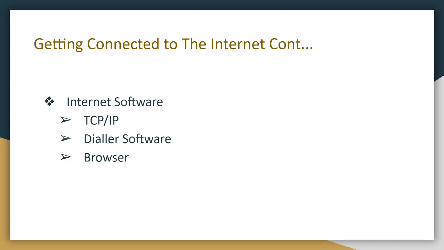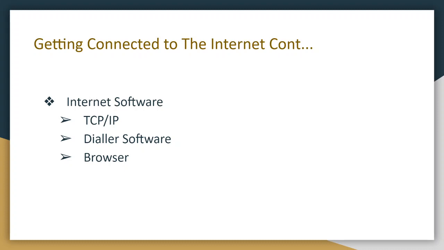Similarly, every other computer that you send messages to also gets this information and has a copy of TCP and IP. Next is the dialer software. This is provided by the ISP, that is Internet Service Provider, to instruct the modem to dial a telephone number to identify the user's machine to the access provider system for access to the network.